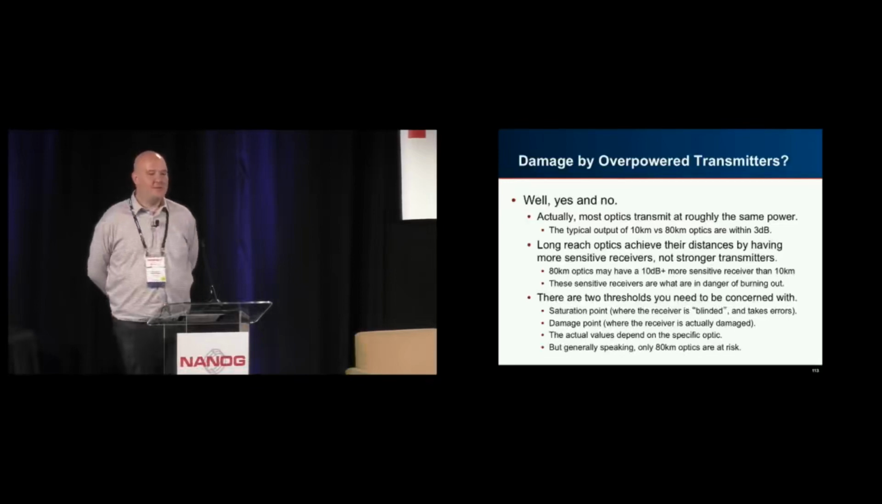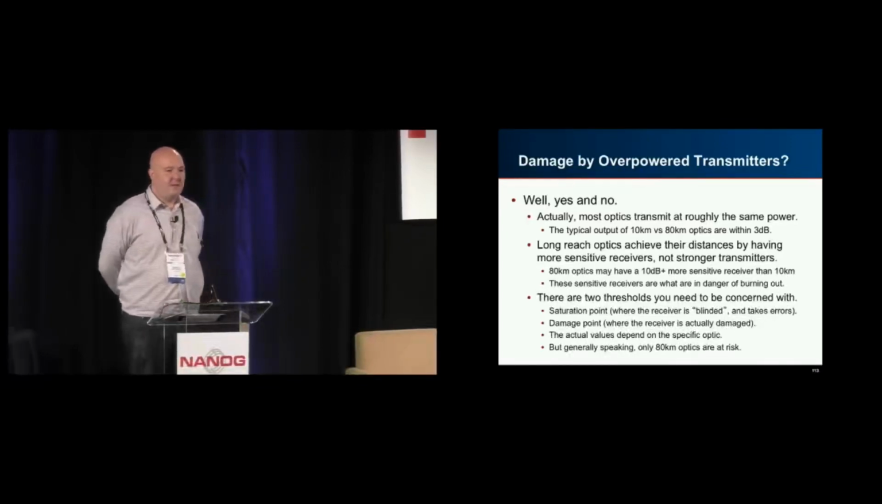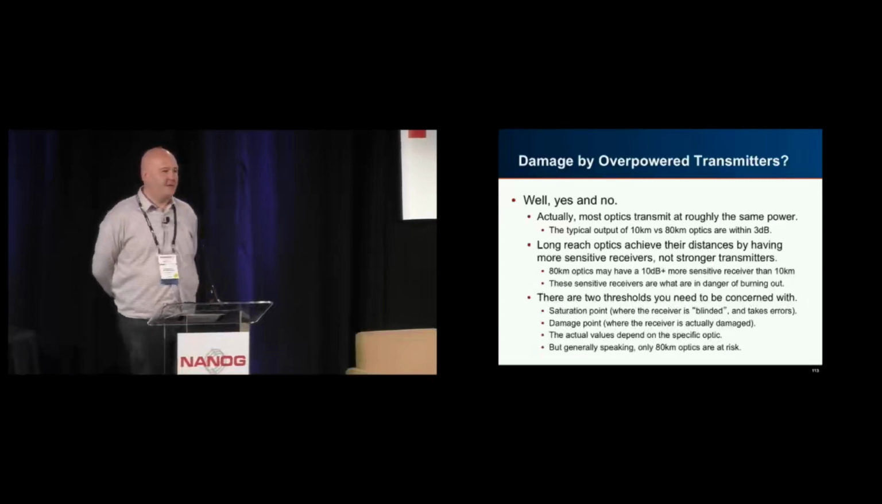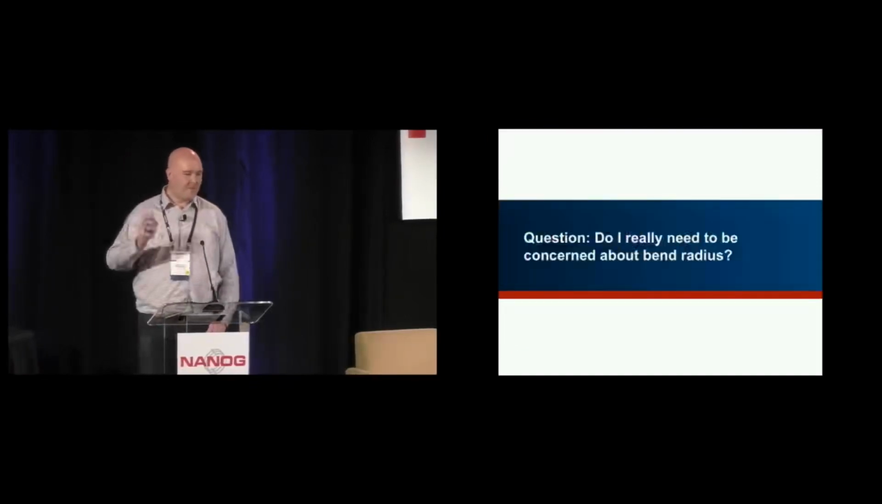So there are two points that come into play here: the saturation point and the damage point. Basically, the only thing in danger of damage is your 80-kilometer optics, the optics with very sensitive receivers. If you plug them directly into each other without any fiber in between, you can actually cross the line and cause damage. For the most part, in the 40-kilometer space, if you put them back to back you just blind the laser and it doesn't work, but you don't cause any damage. And the 10-kilometer optics don't care at all.